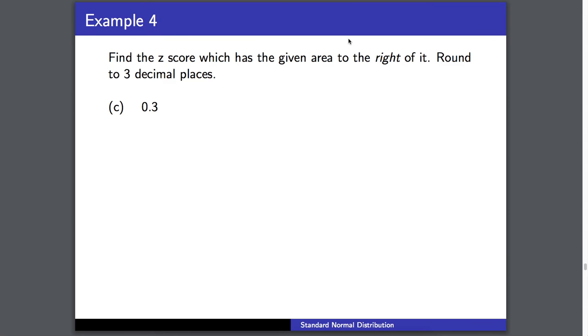Example 4 here, part C, find the z-score which has a given area to the right of it. So this time we're going to the right of 0.3.